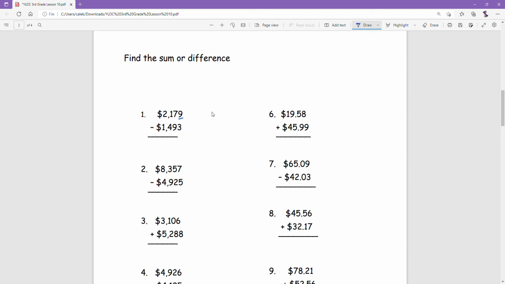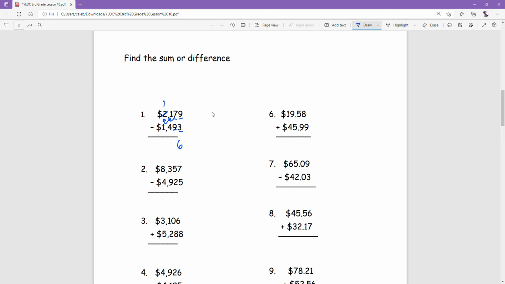So we first do 9 minus 3 because we start from the right side to the left side, or we start from the ones place. 9 minus 3 is 6. We have 7 minus 9. We can't do 7 minus 9, so we're going to move on to the next number. We have 1 minus 4. We can't do 1 minus 4 either, so we're going to move on to the next number. We have 2 minus 1, and since we can do 2 minus 1, we're going to have to borrow 1 from the 2 and change it to 1.